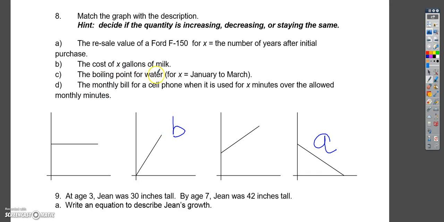The boiling point for water for X equals January to March. Well, January, it's not going to change. The boiling point's not going to change. It's going to remain the same. So this would be C.